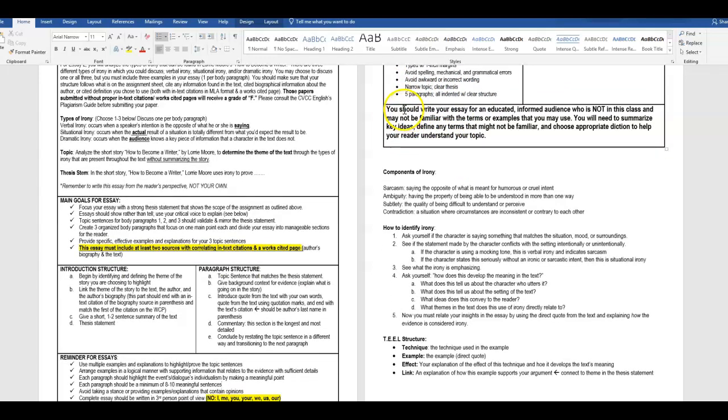Also, I want to mention this one more time. You should write your essay for an educated, informed audience who is not in this class and may not be familiar with terms or examples that you may use. That is why the give background context for the evidence in the paragraph is so important, because if I've never read this text before, then you're going to have to give me background evidence.